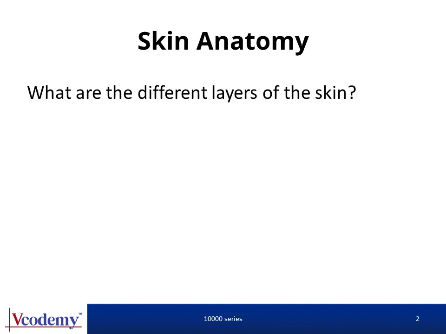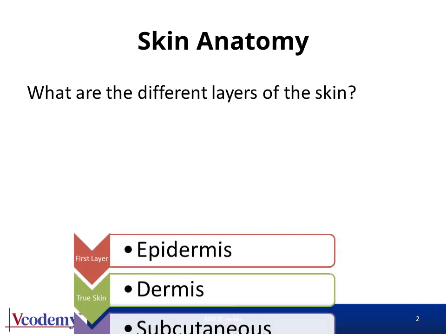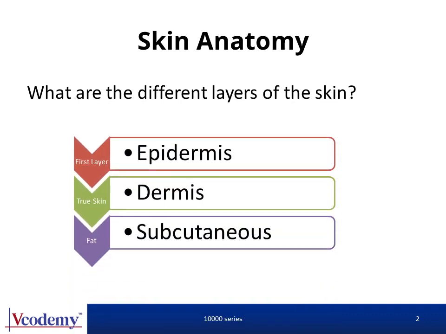So what are the different layers of the skin? If you are a coder who comes across lots of procedures done on the integumentary section, you should know the different structures of the skin. Skin is actually made up of hair, nails, and the three layers, that is epidermis, dermis, and the subcutaneous.